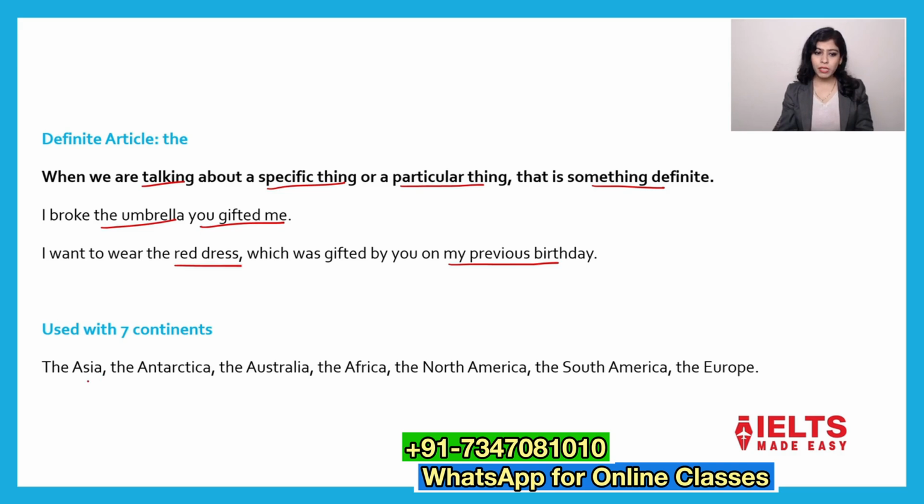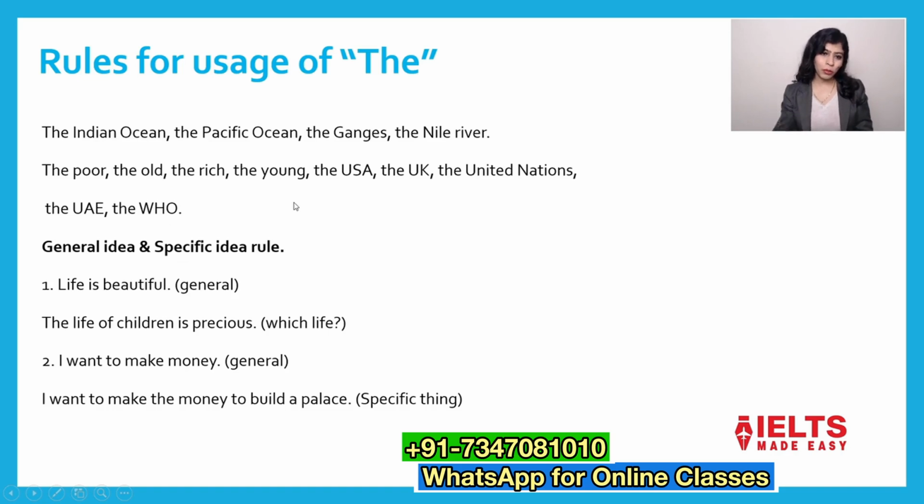The is also used with 7 continents: the Asia, the Antarctica, the Australia, the Africa, the North America, the South America, the Europe. The is also used with some other things: the Indian Ocean, the Pacific Ocean, the Ganges, the Nile River, the poor, the rich, the old, the young, the USA, the UK, the United Nations, the UAE and the WHO. You just have to memorize these. There are certain rules which you just need to memorize by heart in order to write grammatically correct sentences. So just learn these.